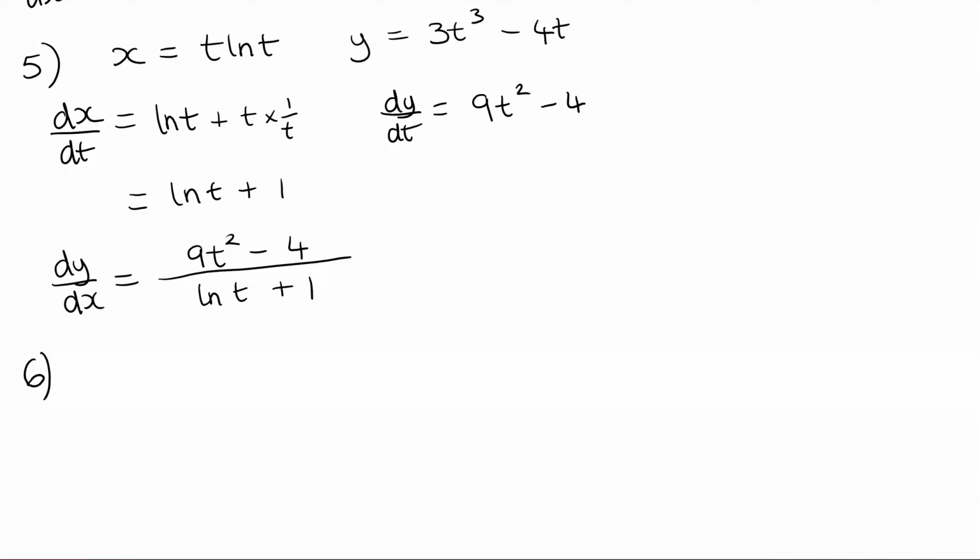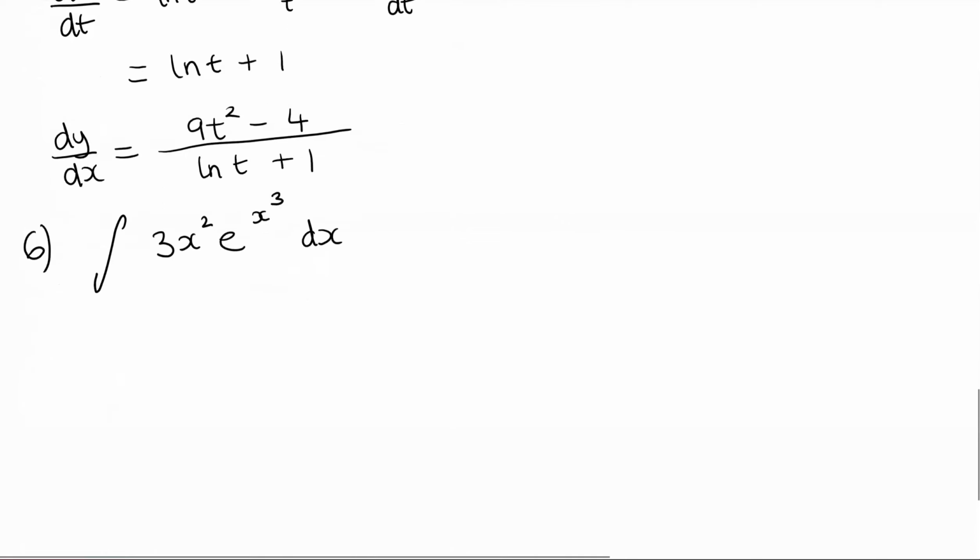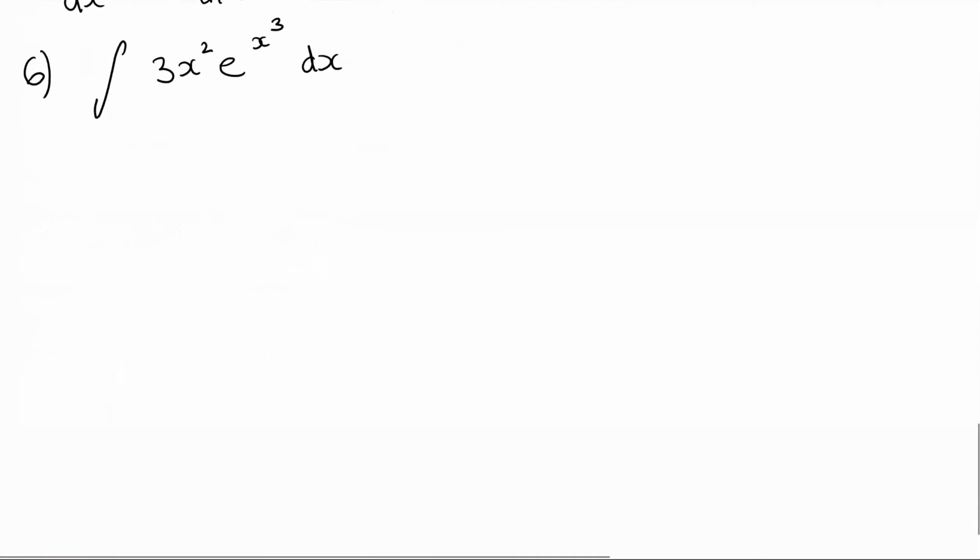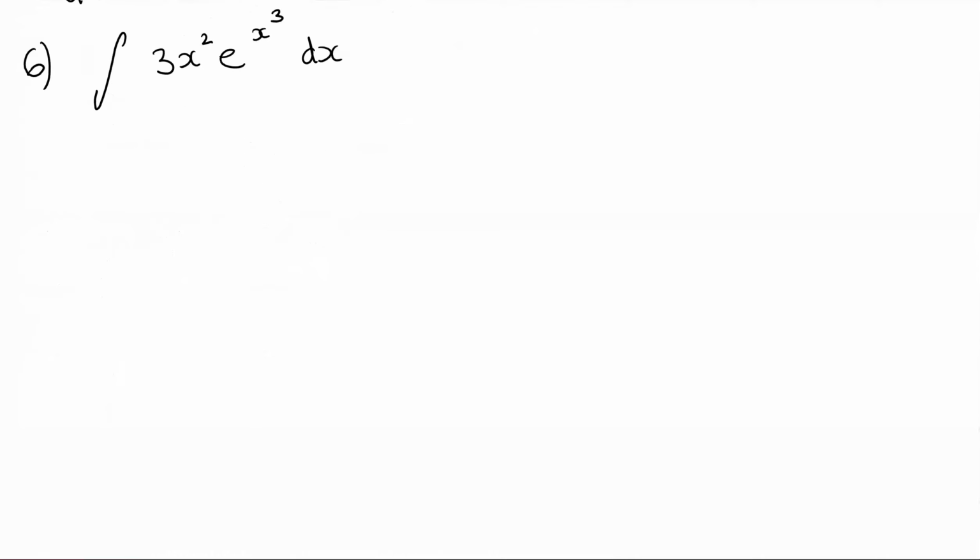Right, let's get on to the integration then. So integrating first, 3x squared times e to the power of x cubed. This looks really horrible when we first see it, but it's not as bad as you might first think.